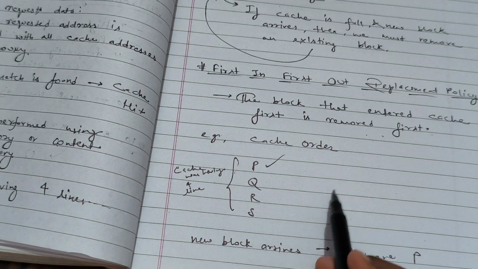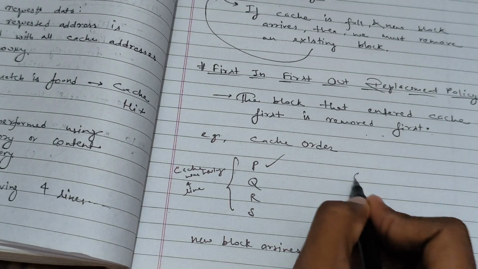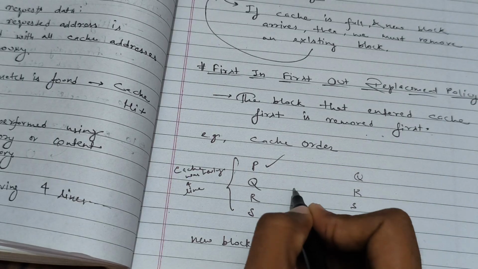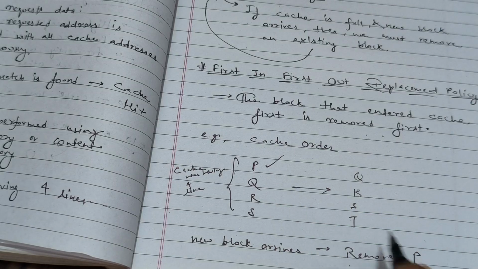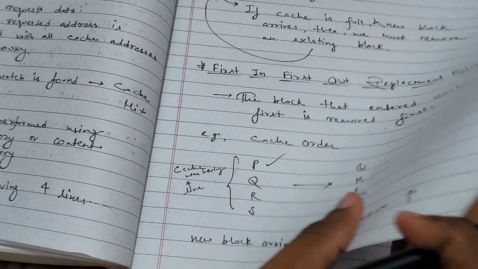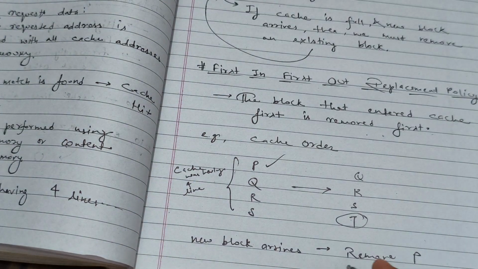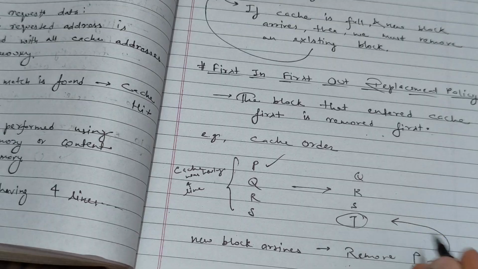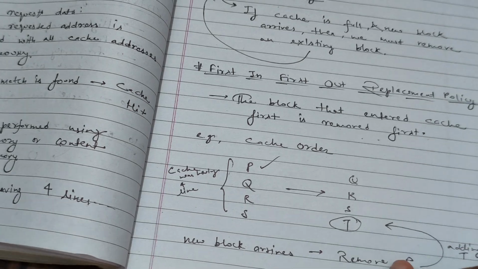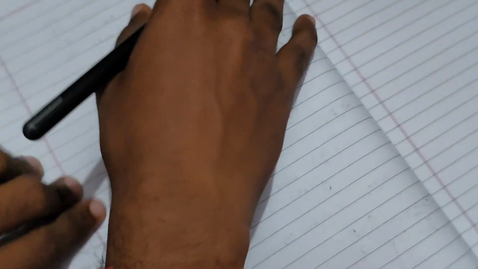So we would be removing block P. The order would change to QRS and, let's say, a new block named T. So this is the change. This is the new block. So after removing P, we would be adding T. So this was about associative mapping.